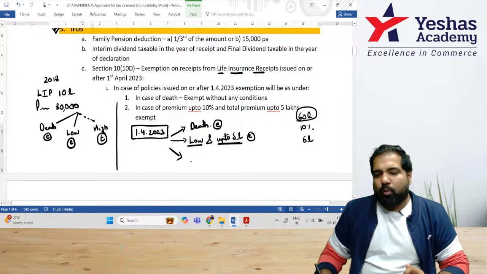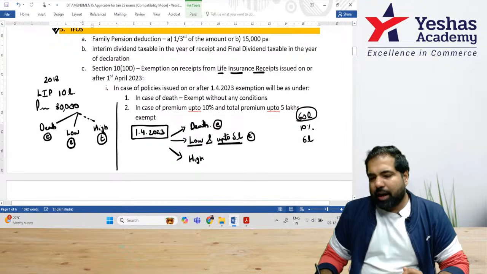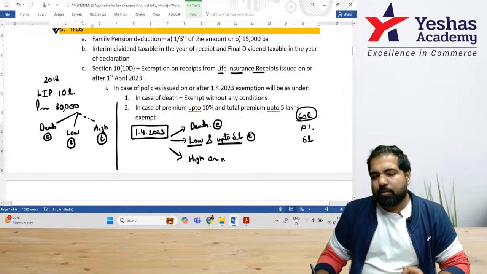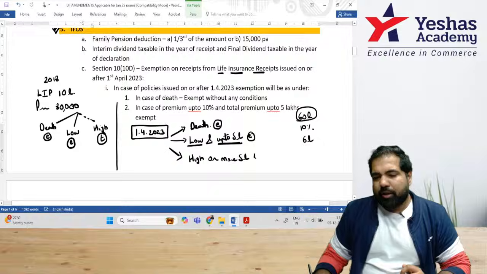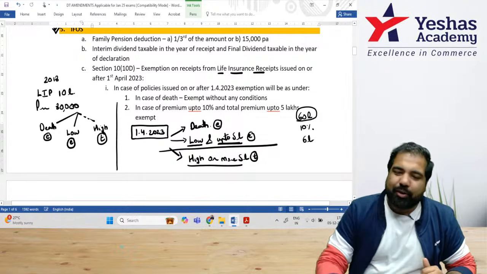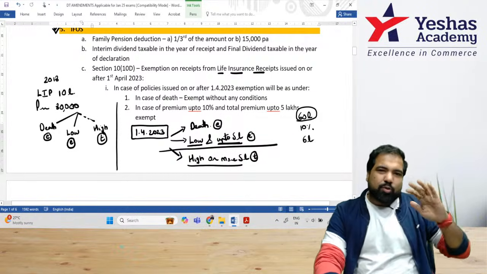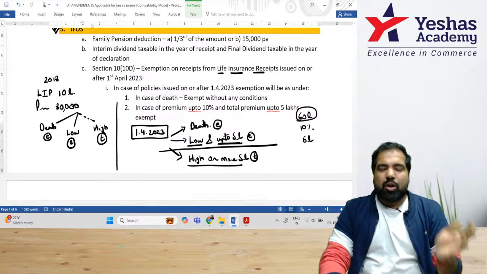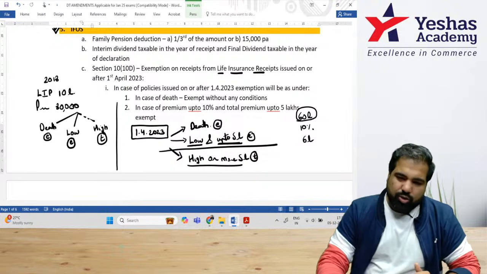So what has become taxable now? Either high premium, or if it's more than 5 lakh premium, then it will be taxable. But remember, this is only and only for policies issued after 1/4/2023. That means if your policy is going on from before that, don't worry, no change. Only for new policies they brought in this change.